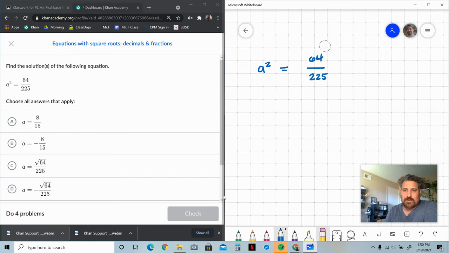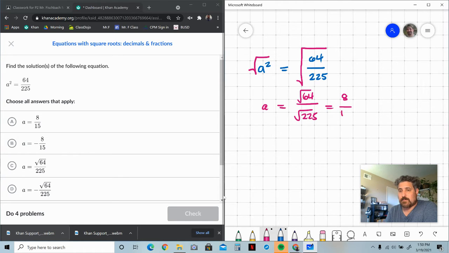So it really says a squared is equal to 64 over 225, right? And then to solve it, you're going to take the square root of both sides. And so that's why you get a is equal to, and then you can take the square root of the top and the square root of the bottom. So this is going to be the square root of 64 over the square root of 225. Now, hopefully you guys have memorized your perfect squares, but 64 is 8 times 8, and 225 is 15 times 15. So what this comes out to is basically 8 over 15. Now, because it's the square root of that, it could be positive or negative, right? So it could end up being positive or negative 8/15.